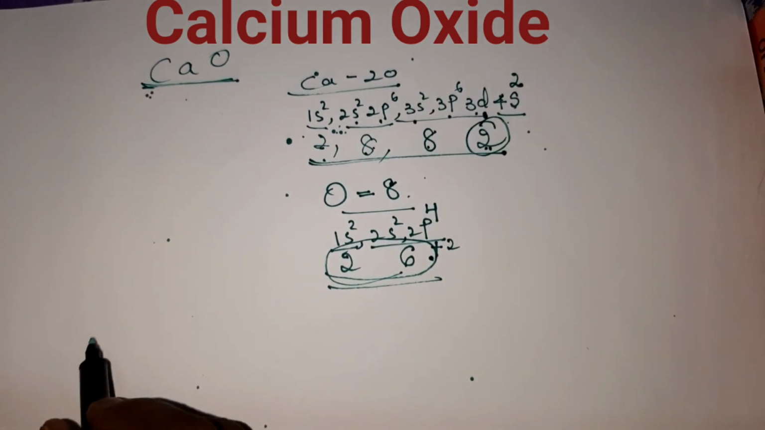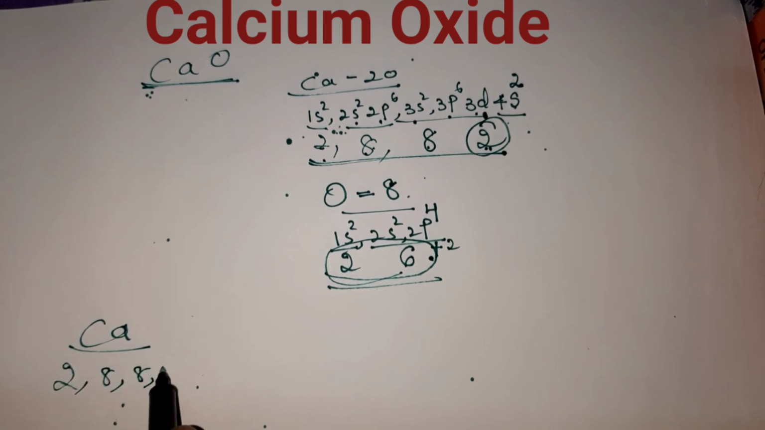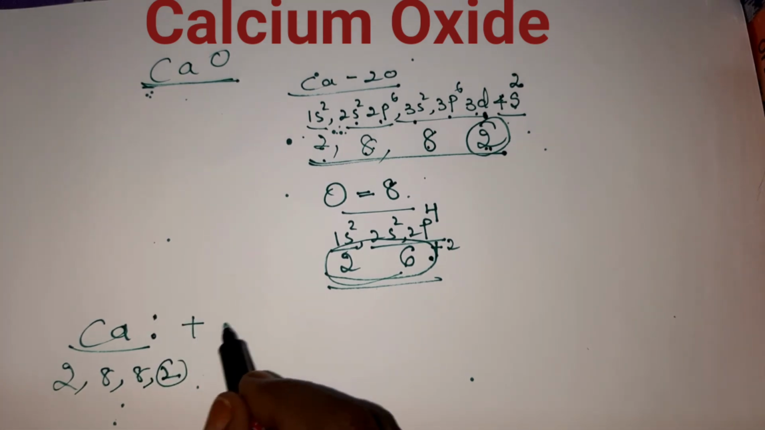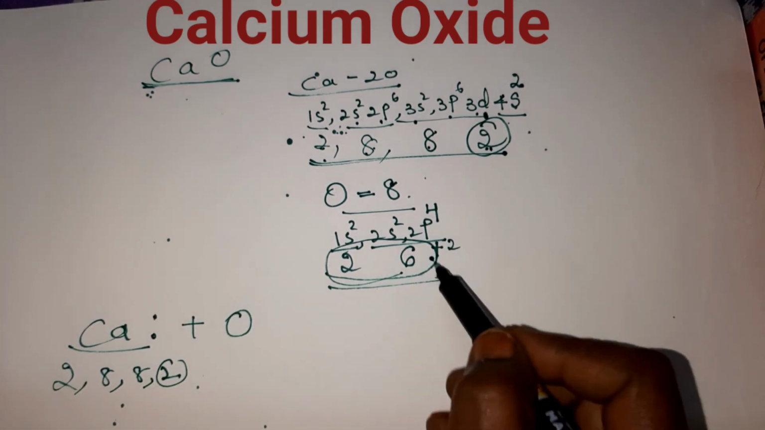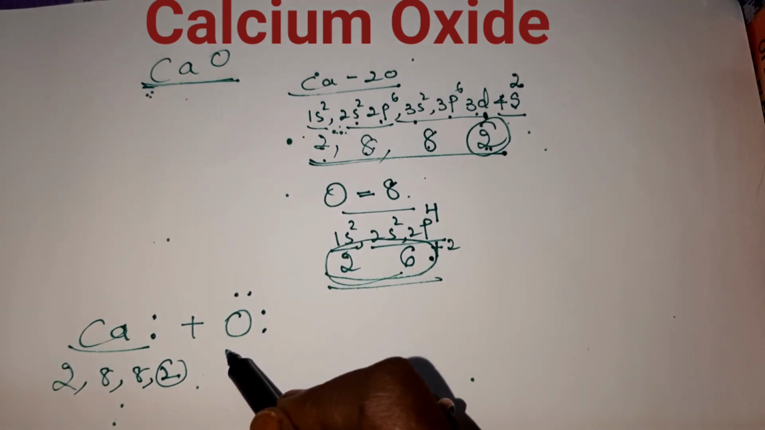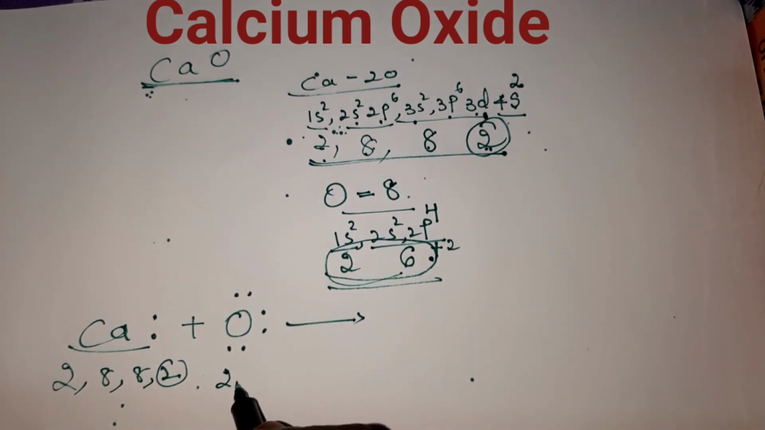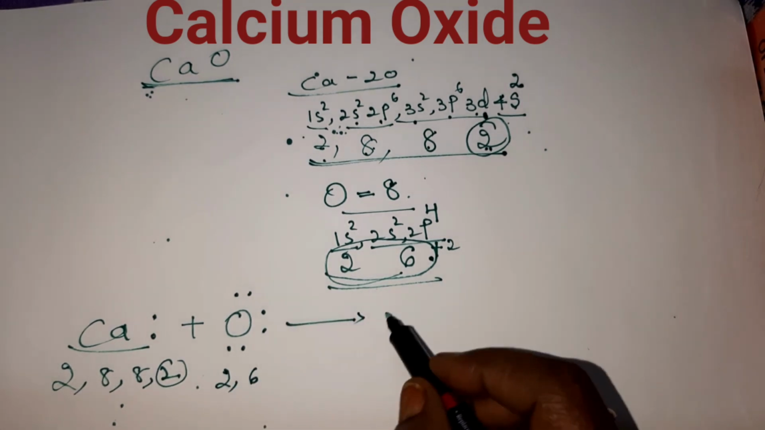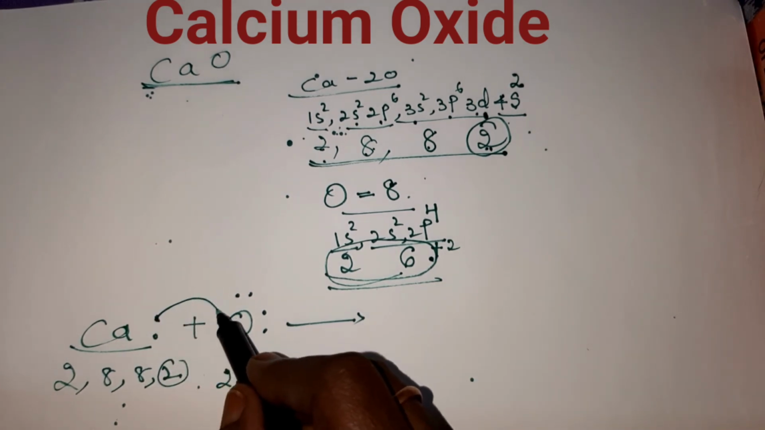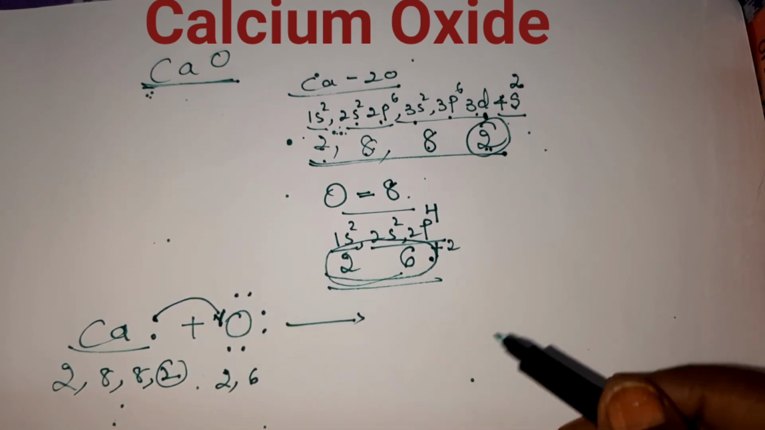We can see that now. So calcium has got 2, 8, 8, 2 electrons, children, 2 electrons in the outermost shell, and oxygen has got 6 electrons. So 1, 2, 3, 4, 5, 6 electrons. Okay, children. Now oxygen, if you write 2 and 6. Now this calcium will donate 2 electrons. Calcium will donate 2 electrons to oxygen.